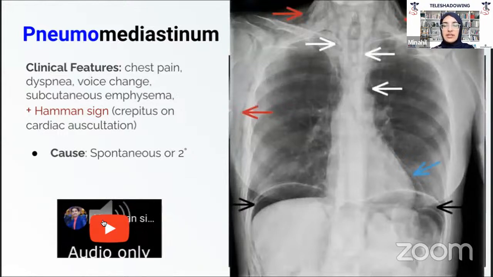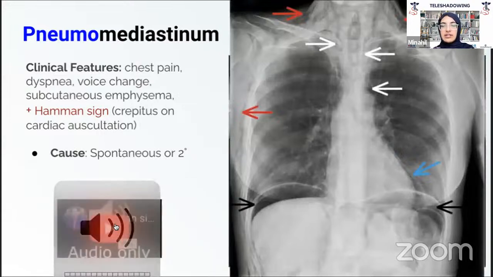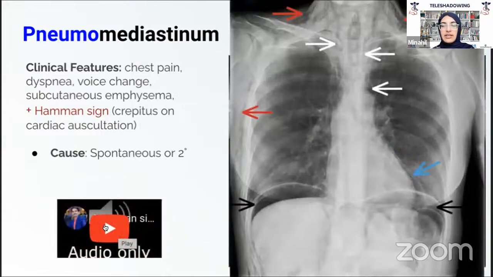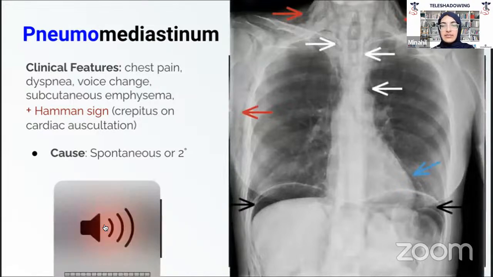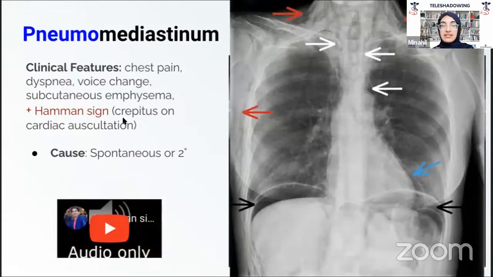So now let's listen to a Hammond sign and hear what it sounds like. So I'll play it for you. It's described as crepitus on cardiac auscultation.